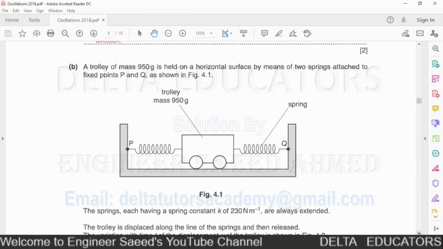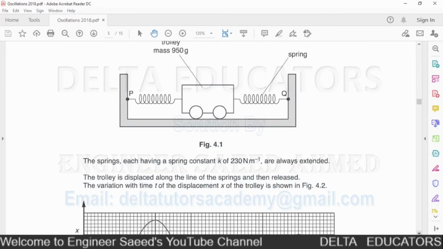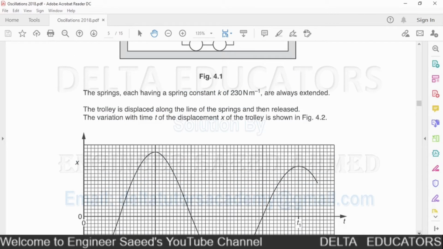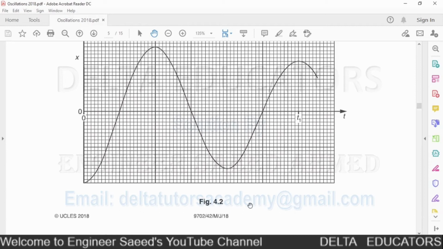Part B. A trolley of mass 950 gram is held on a horizontal surface by means of two springs attached to the fixed points P and Q as shown in figure 4.1. The springs, each having a spring constant k equal to 230 newtons per meter, are always extended. The trolley is displaced along the line of the springs and then released. The variation with time t of the displacement s of the trolley is shown in figure 4.2.